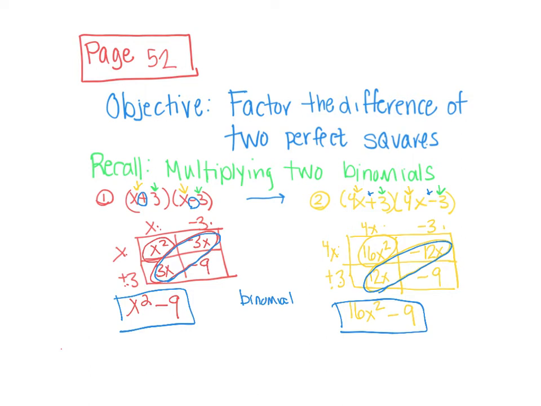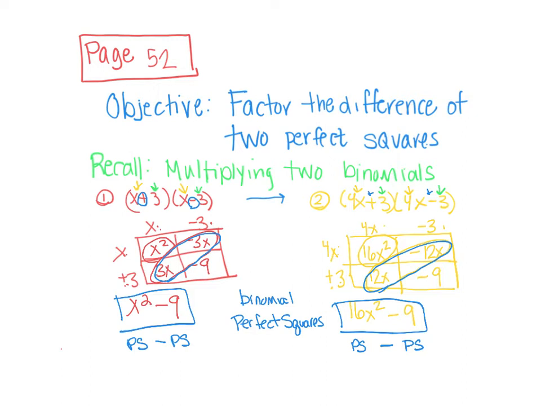Even further, what we have found is that these answers contain perfect squares. We reviewed perfect squares last week. If you look at this, x squared is a perfect square. Then we have a minus sign, and 9 is a perfect square. 16x squared is a perfect square. We have a minus sign, and then 9 is a perfect square.